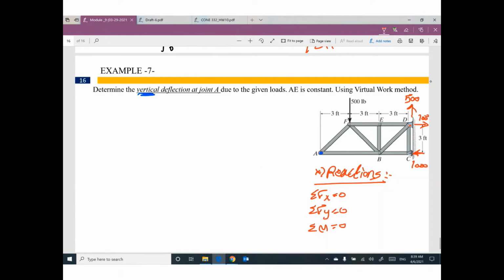I think this member and this member will be zero force members because I have a joint without external load and we have only two members, so both of them will be 0. I think this member will be 0. I think this member also will be 0.